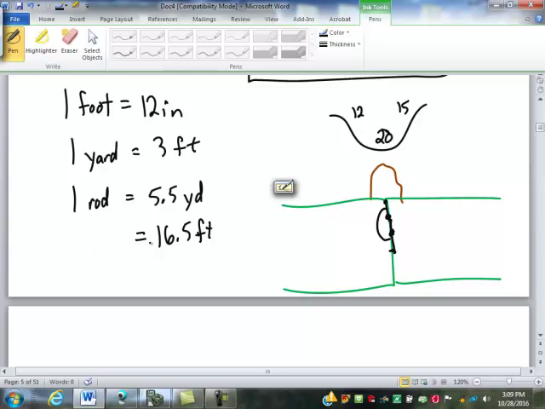Bigger than a rod, there was a furlong, which is 1/8 of a mile. The furlong was literally the distance that a horse could run at full speed without getting winded. The average horse, I'm not talking about thoroughbreds. An average horse. The next one that we use is going to be a mile.